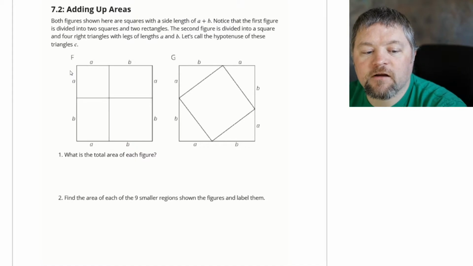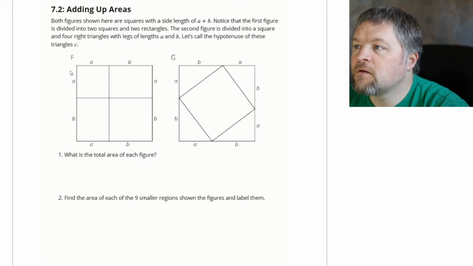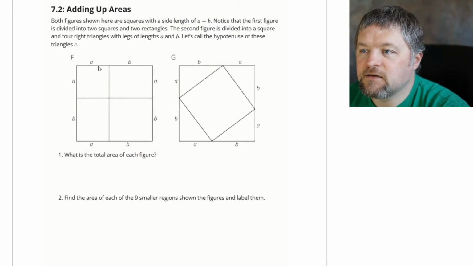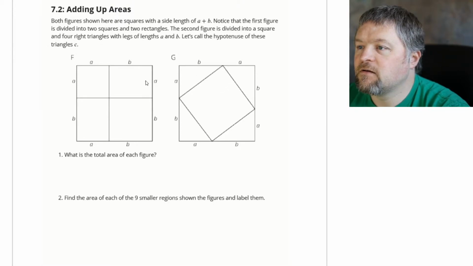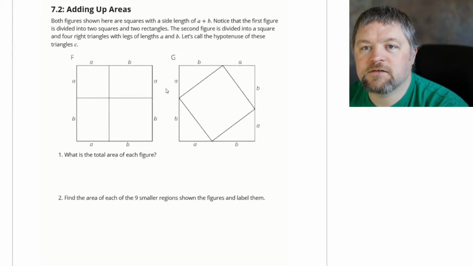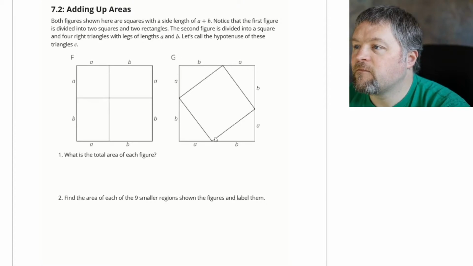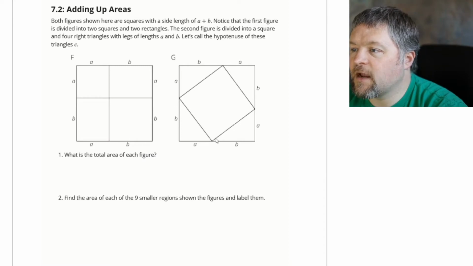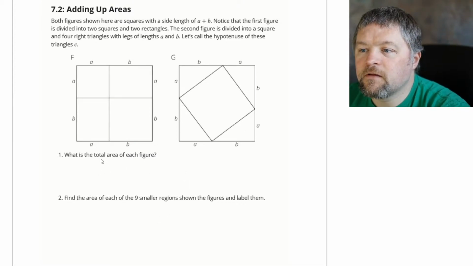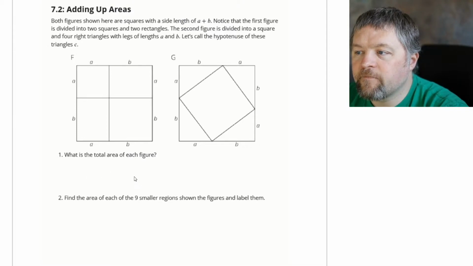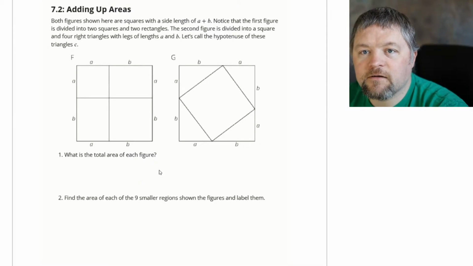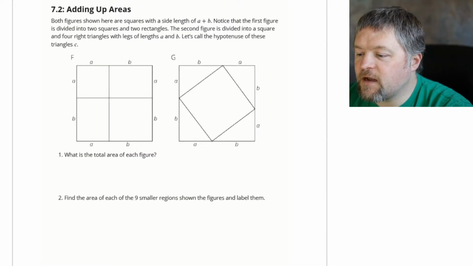Notice that the first figure is divided into 2 squares and 2 rectangles. This has this square, and these 2 rectangles. Figure G has 1 inner square and 4 triangles around it. What is the total area of each figure? So how can we find the area?